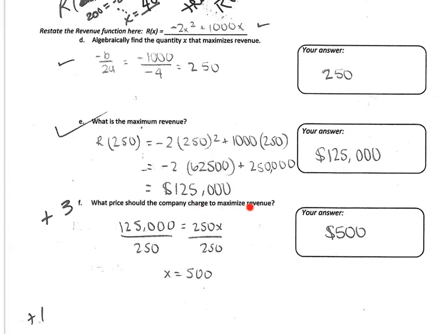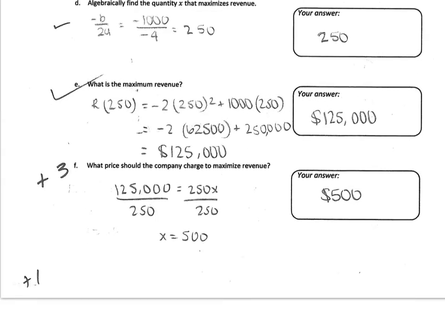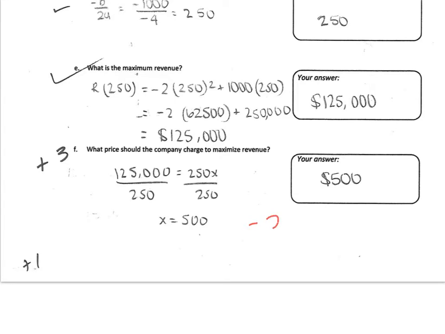And what price should the company charge to maximize revenue? For this one, to maximize that revenue for an x value of 250, you are going to substitute 250 into the price function. So let's go look at the price function, -2x plus 1000. And you should charge $500.